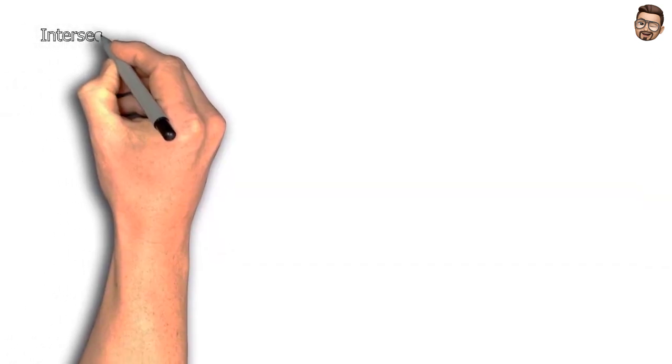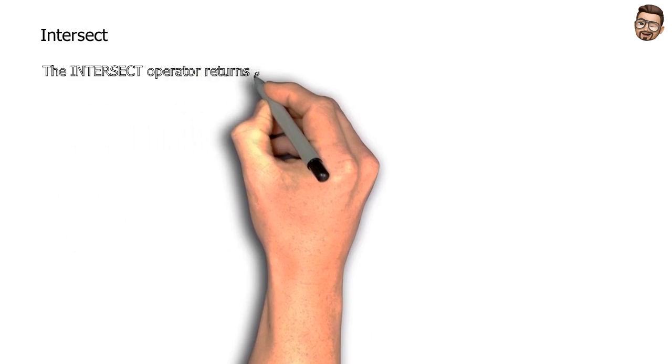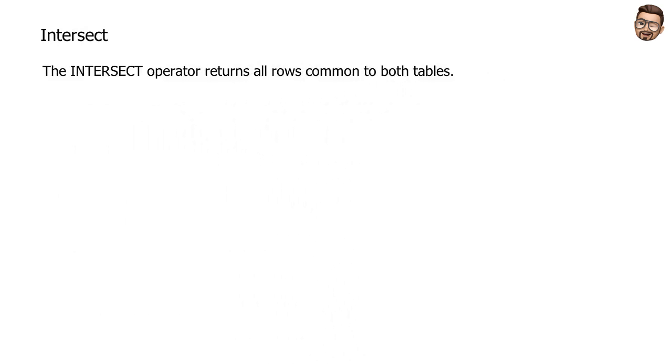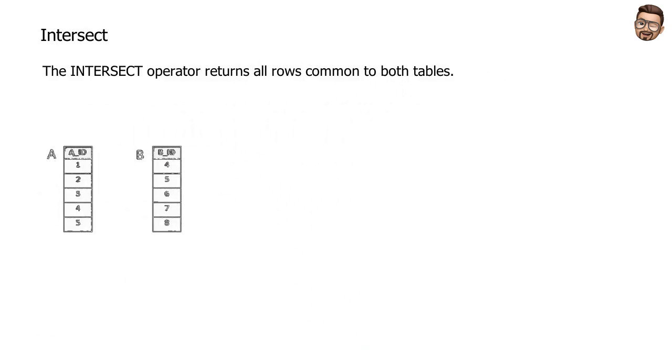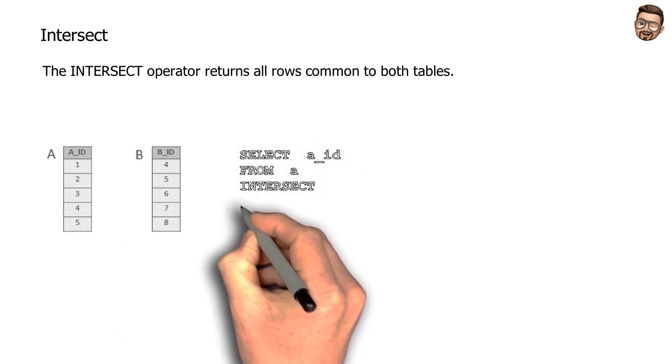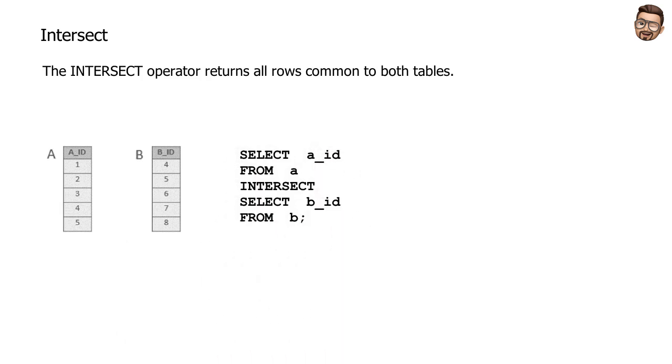The next operation is intersect. Intersect operator returns all rows common to both tables. So if you take a look, select AID from A, intersect, select BID from B. The common values between A and B are only 4 and 5. So the result returned by this operation is 4 and 5.